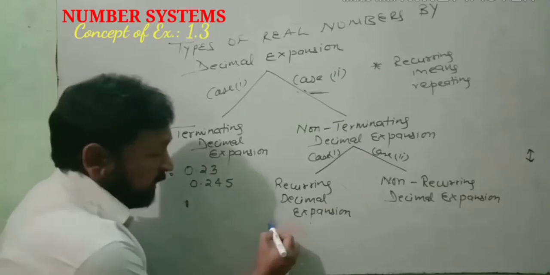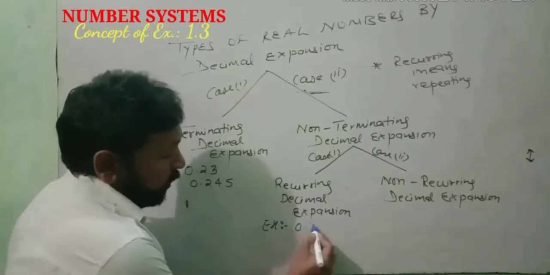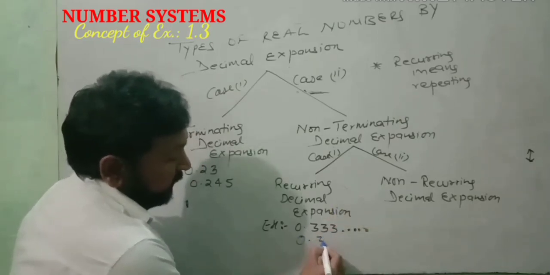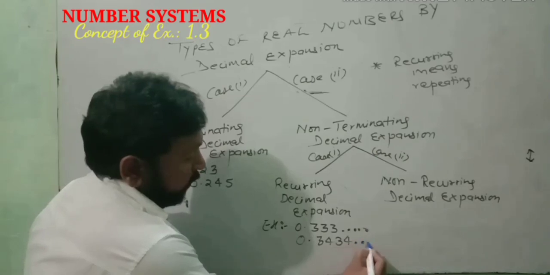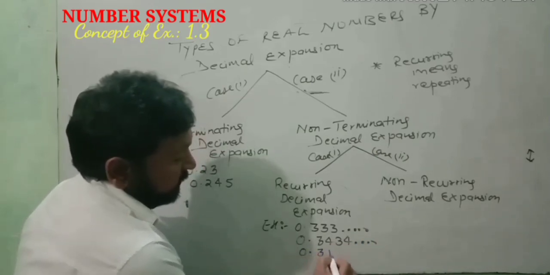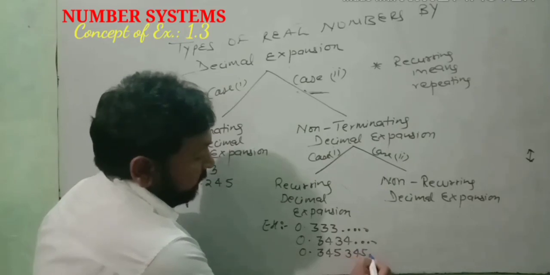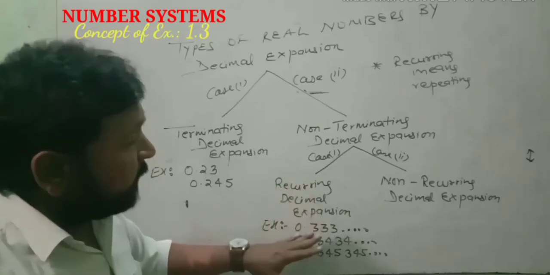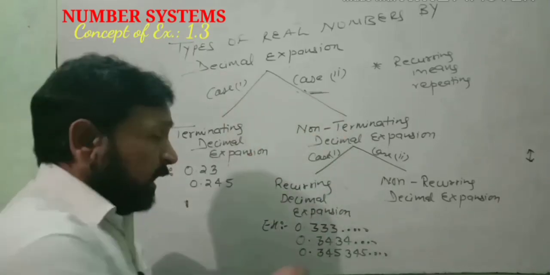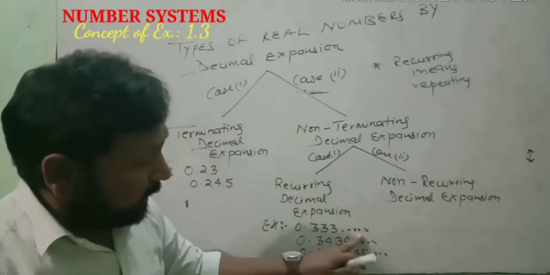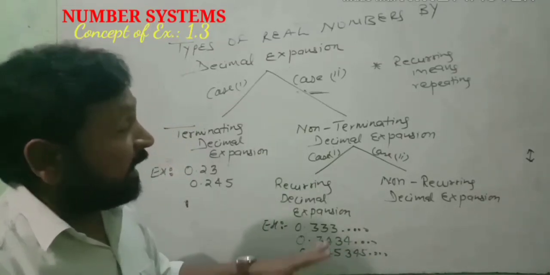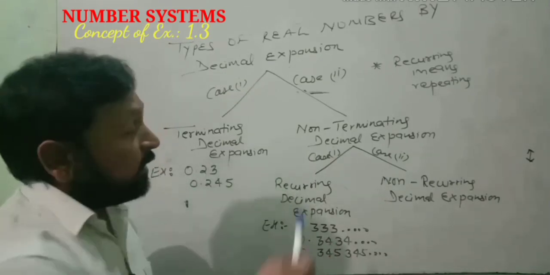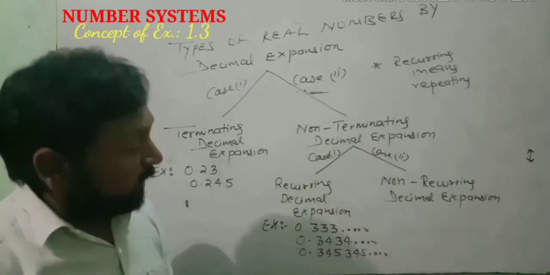See some more examples. We can take examples like 0.333..., 0.3434..., 0.345.... Here I said recurring decimal expansion and it came in the non-terminating case. See, the dots are showing. These dots are representing that this decimal expansion is not finished. It is going on continuously. That's why I said it is non-terminating decimal expansion.